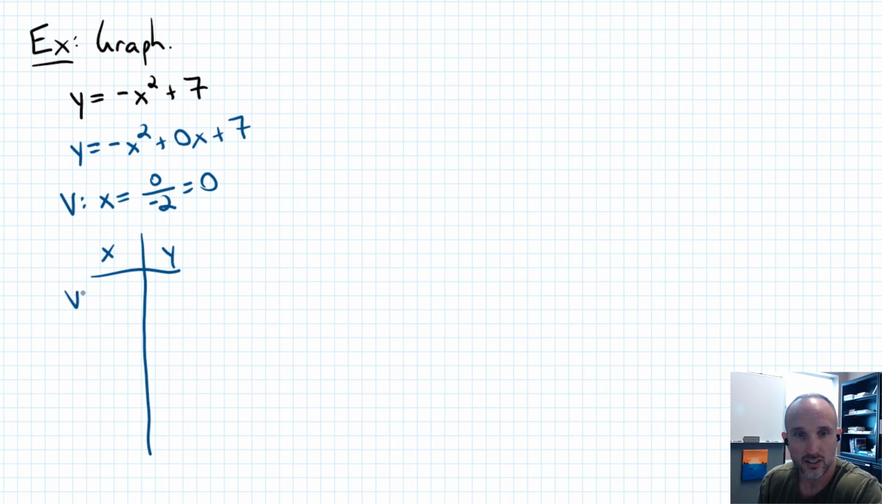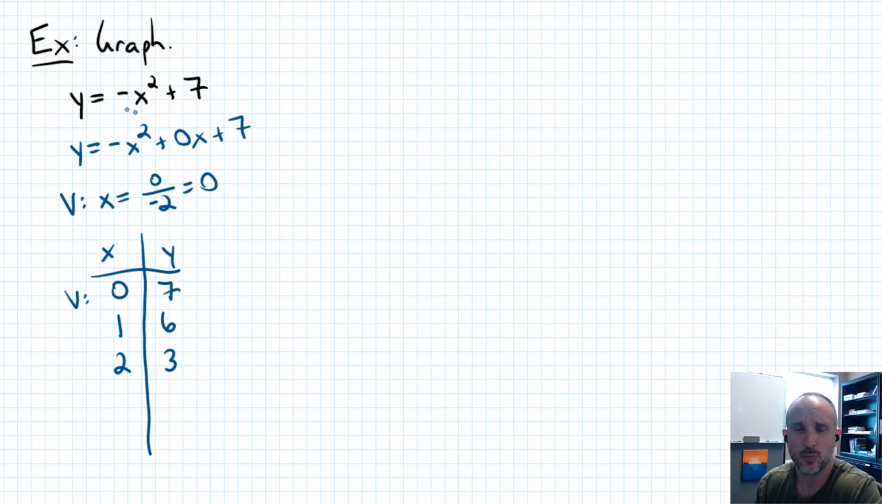So we'll plug in 0 for x. Negative 0 squared is 0, plus 7 is 7. Let's plug in 1 for x. We get 1 squared is 1. Negative 1 plus 7 is 6. We'll plug in 2. 2 squared is 4. We have negative 4 plus 7 is 3.